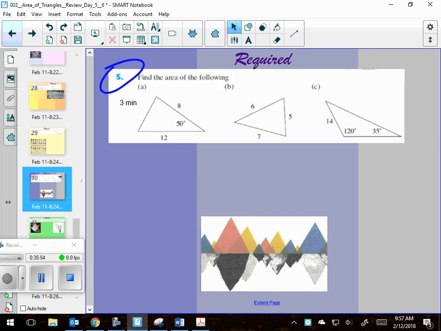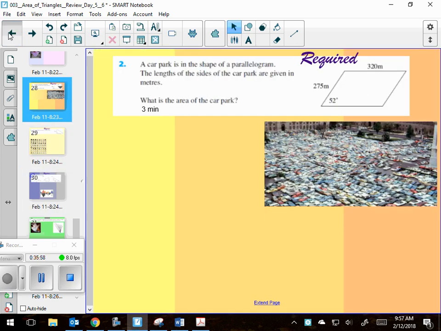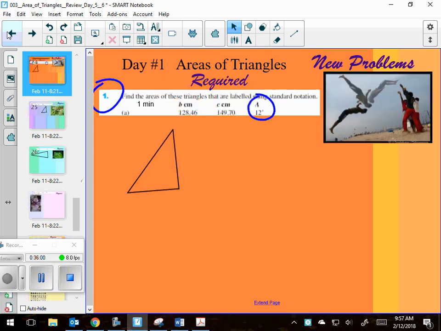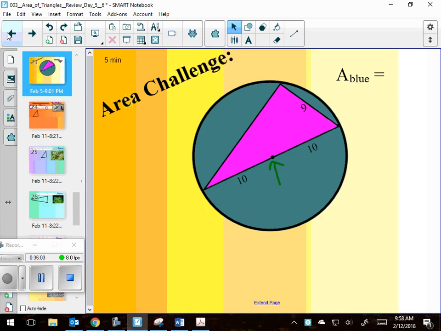You mean the very first problem? On these, it's just there's a triangle, find the area. All right, for the challenge, circle 1. Yes, it says A, yeah, see? Area of the blue one. Or whatever's not pink. I don't know if that's really blue, but anyway. Okay, that's all I got for you for today.